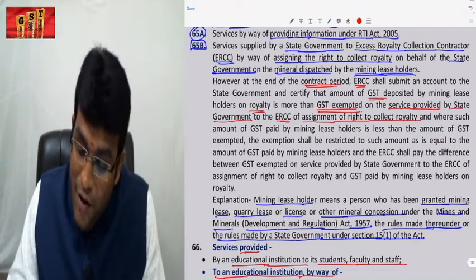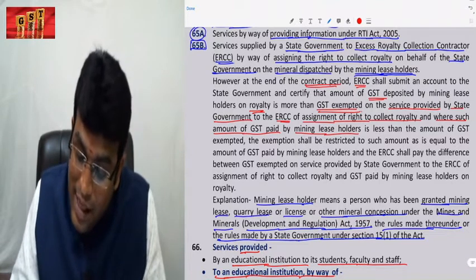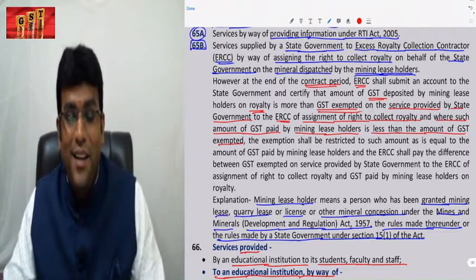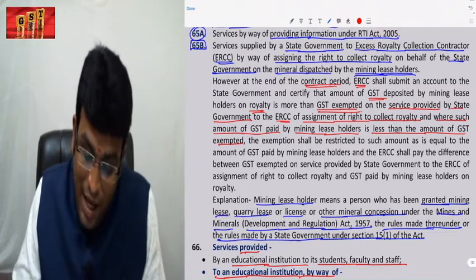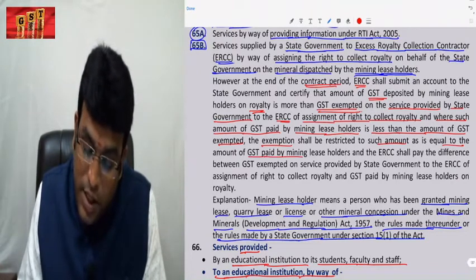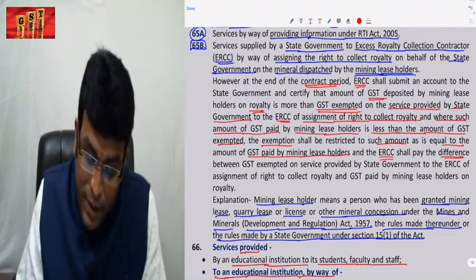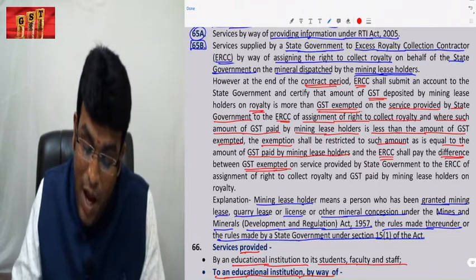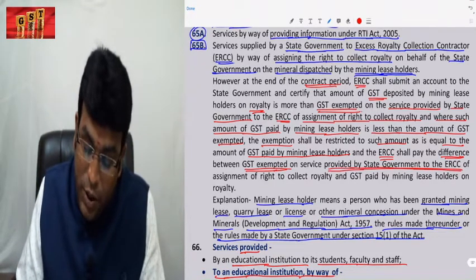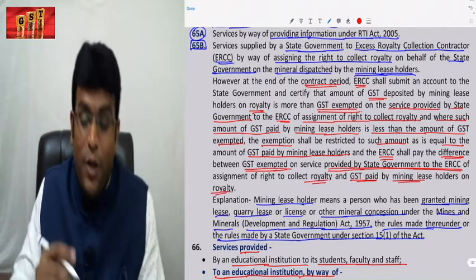And finally, where such amount of GST paid by mining leaseholders is less than the amount of GST exempted, that means they paid less, the exemption shall be restricted to such amount as is equal to the GST paid by mining leaseholders, and ERCC shall pay the difference between the GST exempted on service provided by state government to ERCC of assignment of right to collect royalty and the GST paid by mining leaseholders on the royalty.